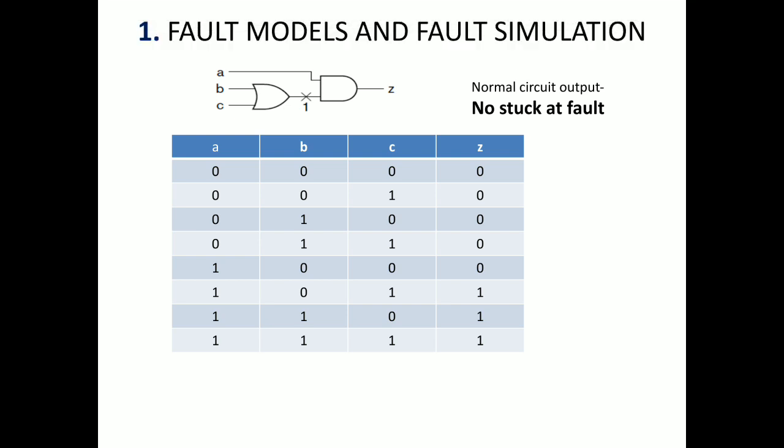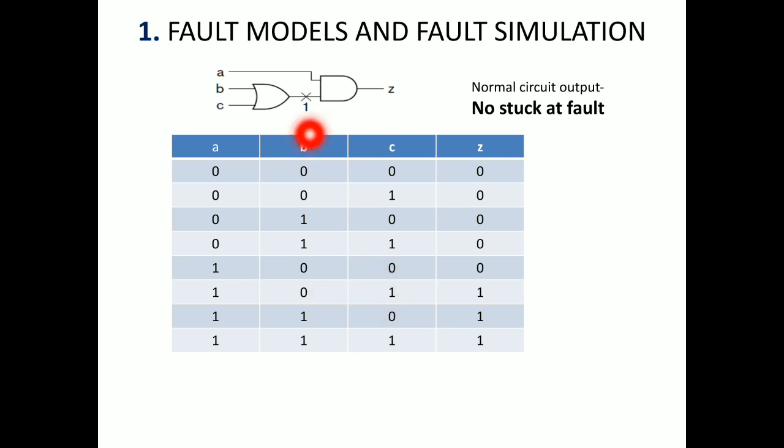We'll take a truth table of the circuit. You can see whenever the A input is 0, your Z is 0, because if any one of the inputs of the AND gate is 0, the output is 0. And when the A input is 1, it depends on the other inputs. Here the other inputs are 0, so the output is 0. For 1 0 0, the output is 0.